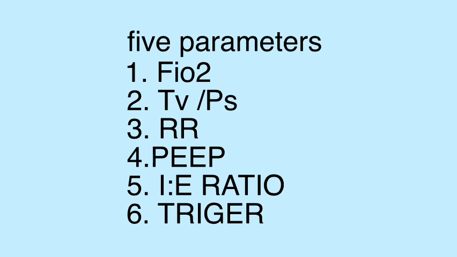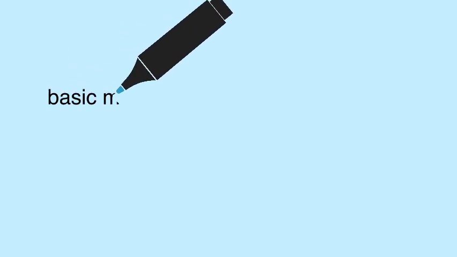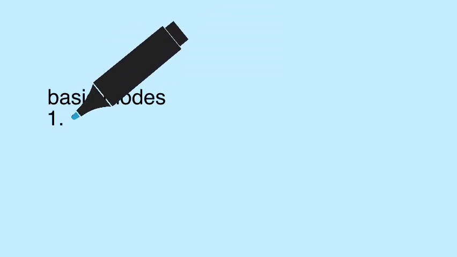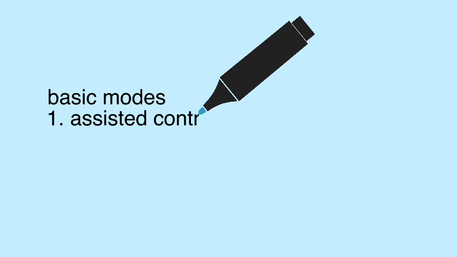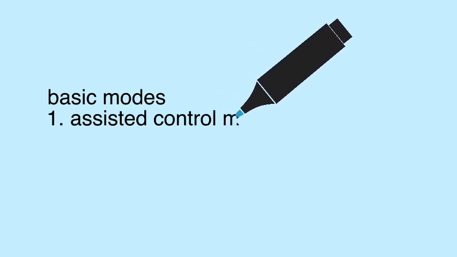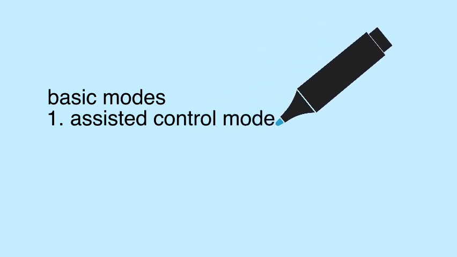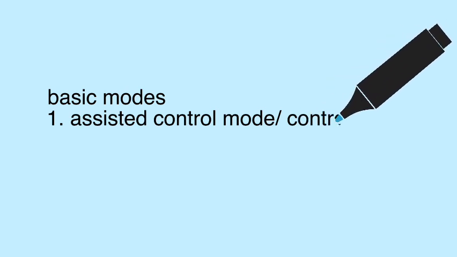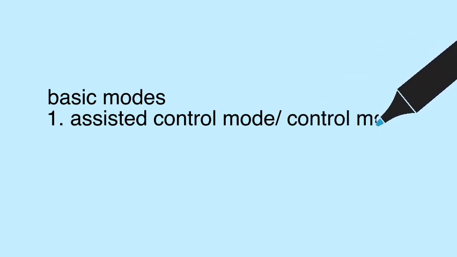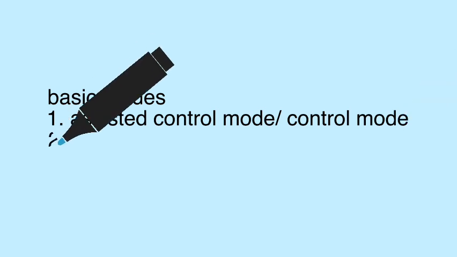So now we are going to think about the basic modes of ventilation. First one is assisted control mode, or we are calling it control mode. Next one is SIMV, synchronized intermittent mandatory ventilation. Fourth one is CPAP, or your pressure support mode. These words may be new to you, but stay with the video. I am going to explain each and every one very well so everybody can understand.